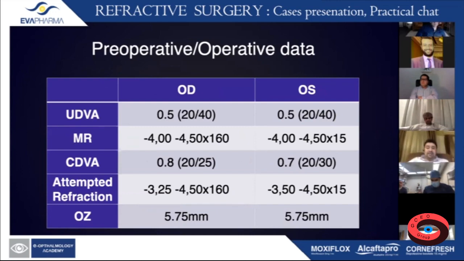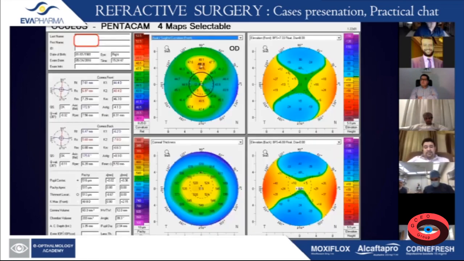The cornea is originally steep with regular astigmatism and no abnormalities in the anterior and posterior curvature maps, but relatively thin for such a refraction, especially when you are correcting high astigmatism.